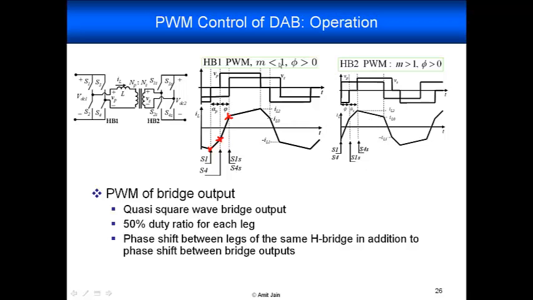So for m less than 1, when we were starting to lose zero voltage switching for the secondary side bridge, this extra phase shift between S1 and S4 is actually going to bring some of that zero voltage switching capability back for the secondary side bridge. And for m greater than 1, by introducing a phase shift between S1 and S4, we are actually regaining some zero voltage switching capability for the primary side bridge.